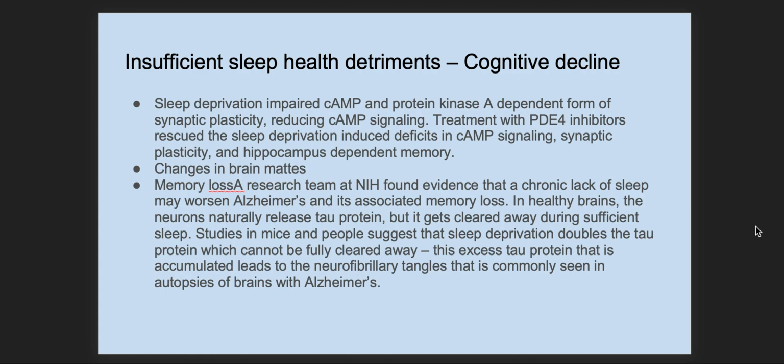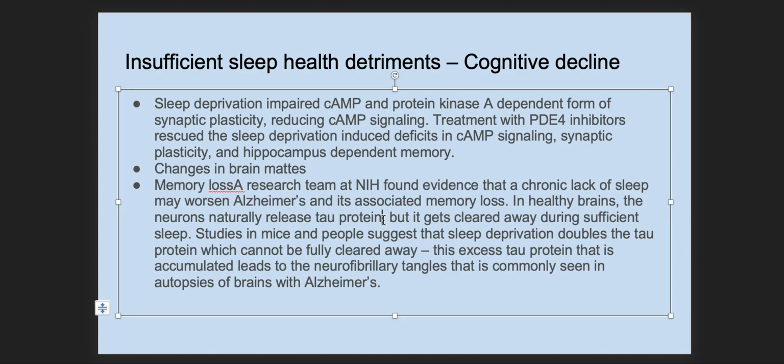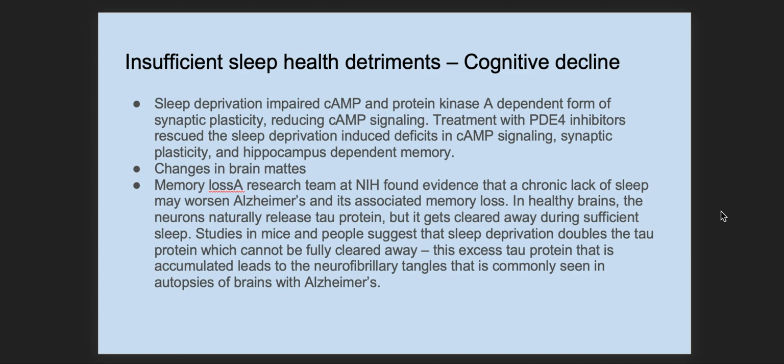You might think to yourself, well, this says worsens Alzheimer's. If we don't have Alzheimer's, does this really affect us? And this is when you have to take a step back and realize it may still affect us. Because in healthy brains, when neurons release tau protein, it normally gets cleared away during sufficient sleep at night. However, when we are sleep deprived, the tau protein cannot be fully cleared away.